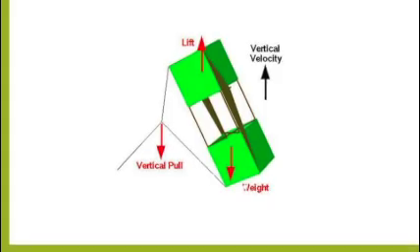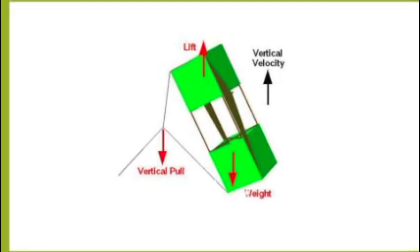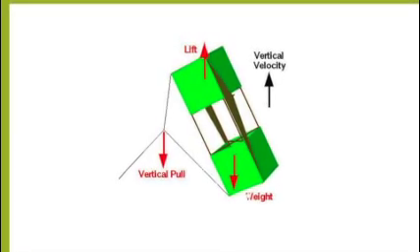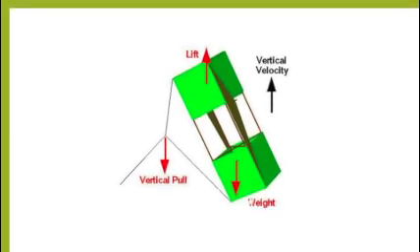Just like we can see here in this image, Newton's first law is implied on the kite with a vertical velocity and the lift that's balancing both the weight and the vertical pull.